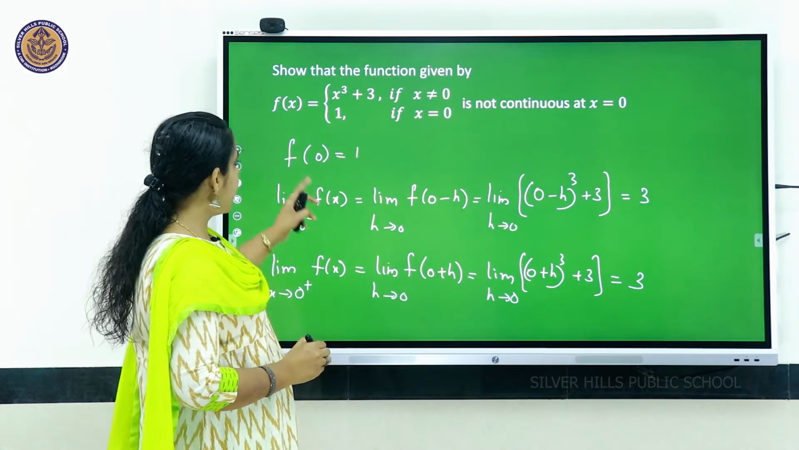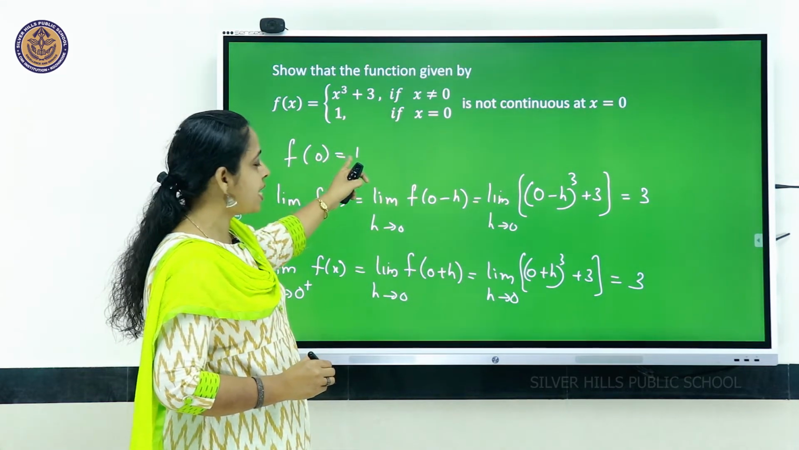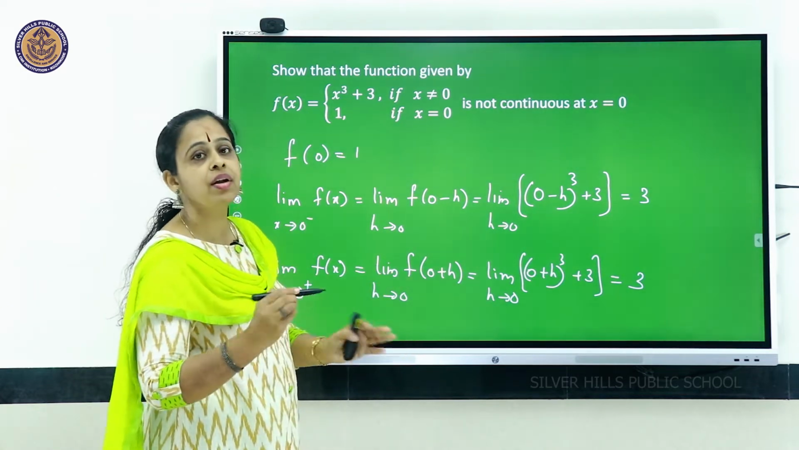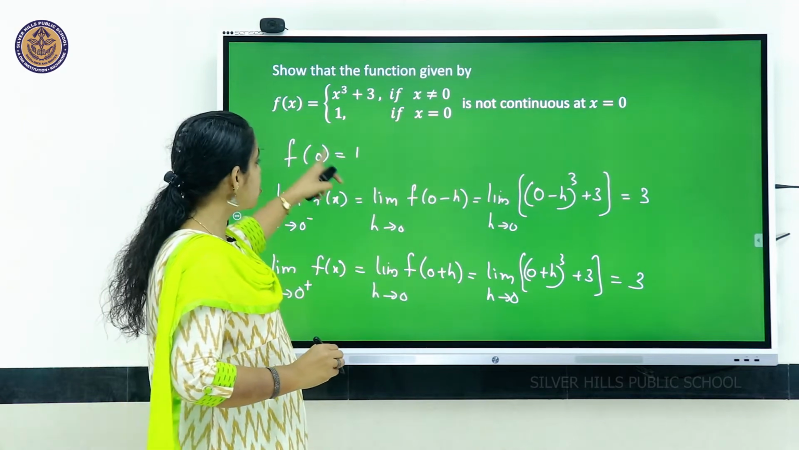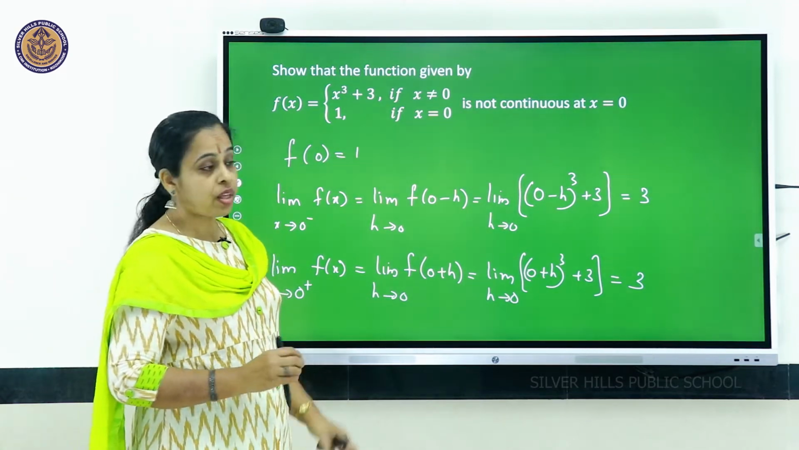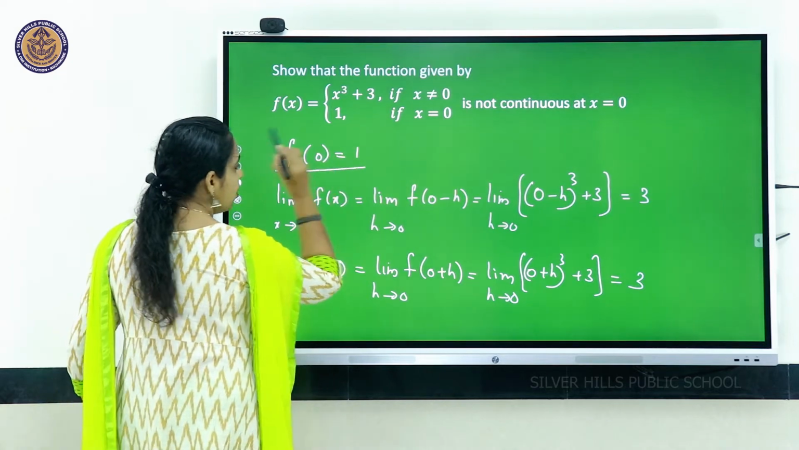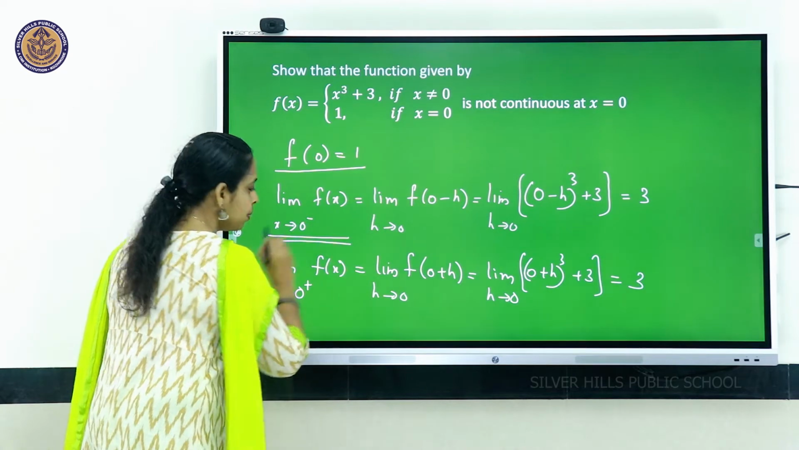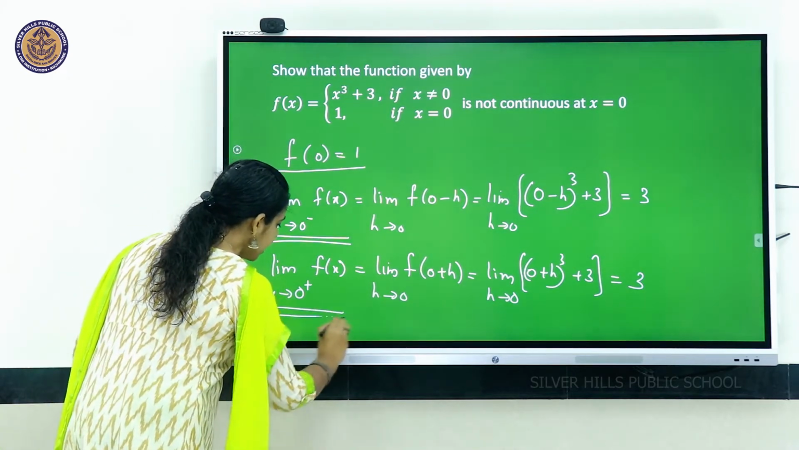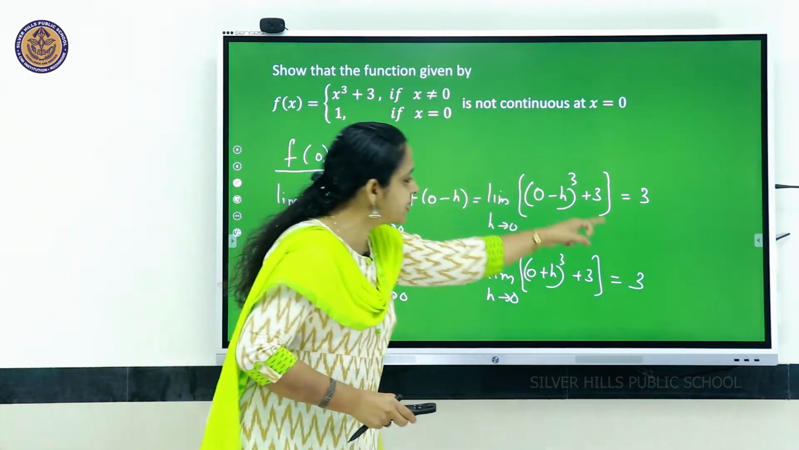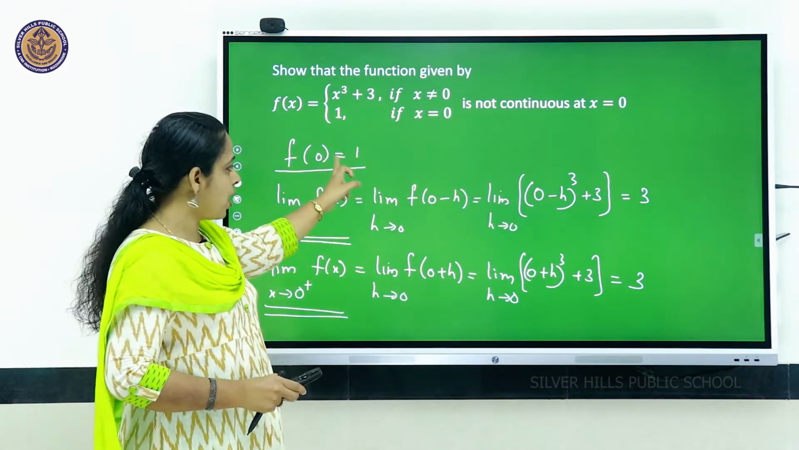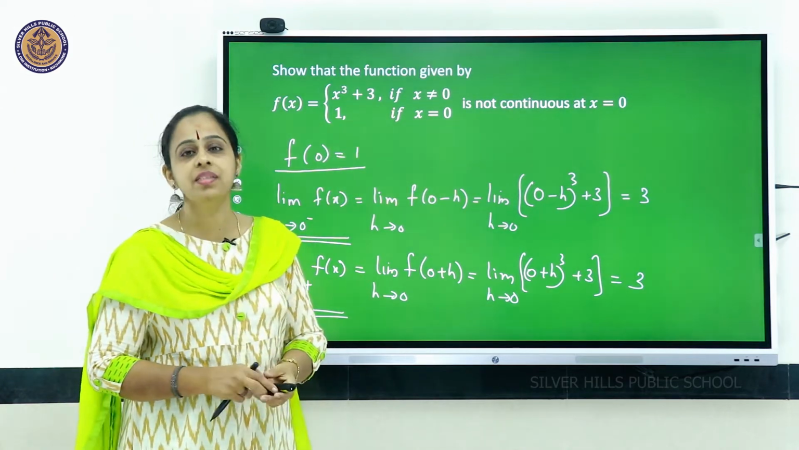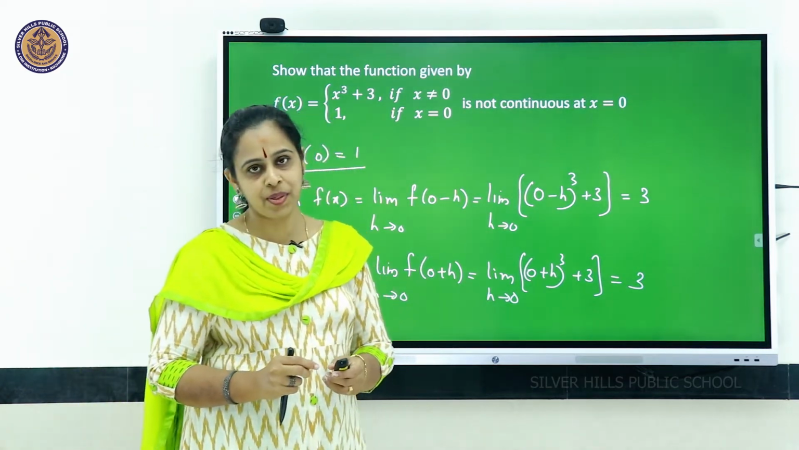Here, we can see the value of the function at 0 is 1, but left and right are both different. These both are the same, but it is not equal to f of 0. The 3 of them should be equal: the value of the function at the point, the left hand limit and the right hand limit, 3 of them should be the same. Here this is 1 while the other 2 are 3. So the function is discontinuous at x equal to 0.